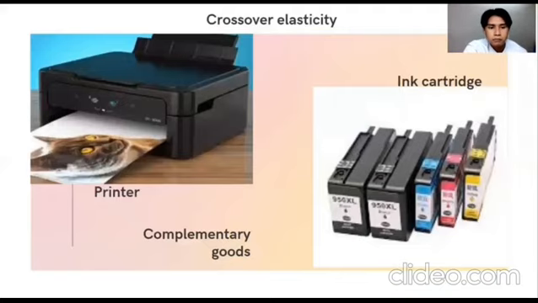Next, the cross elasticity. In the market, there are so many goods. They can be complementary goods and they can be substitute goods. As an example of complementary goods, there is the printer and ink cartridge. A change in the price will affect the other good in the same way. For example, if the price of ink cartridges increases, the demand for printers will be affected too.